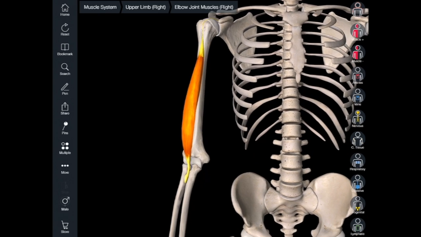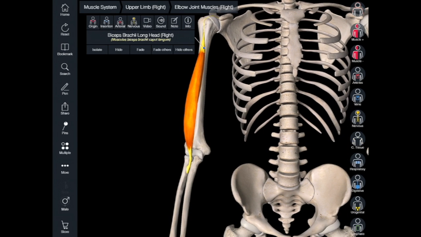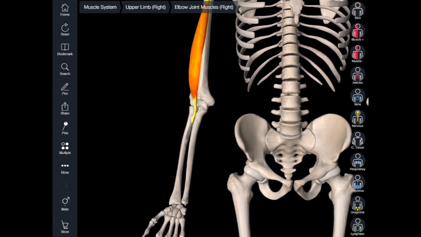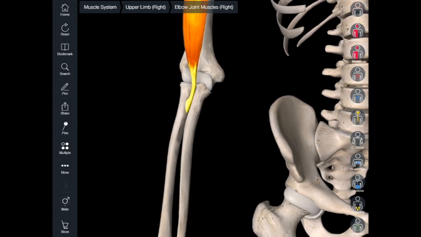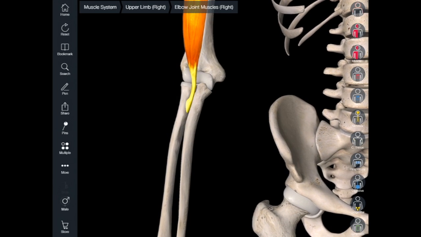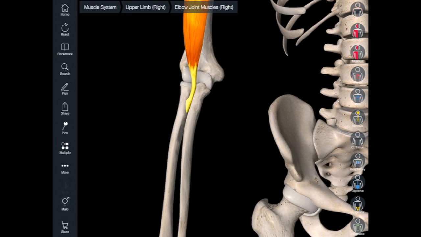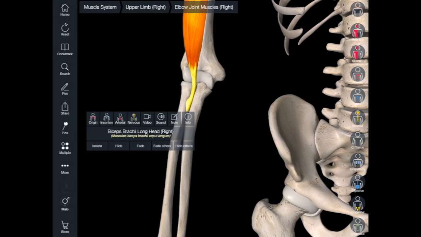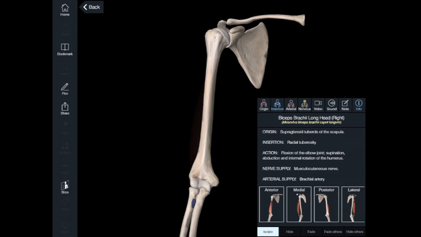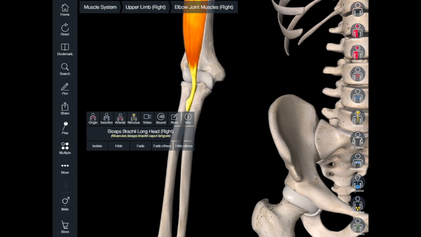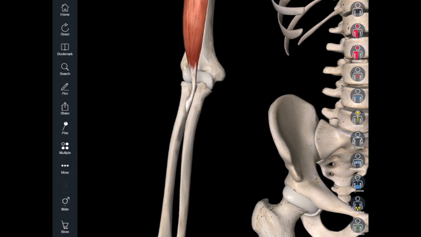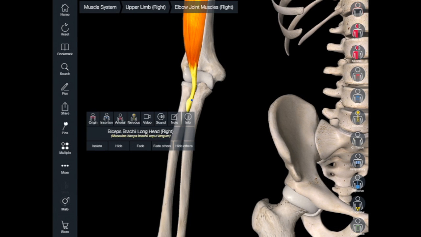Okay, so this is the biceps brachii long head. We can see that the insertion of this muscle is right on this tubercle, so it is called the bicipital tubercle or the radial tubercle. Here it is. Okay, so let's again go back to the isolated view.